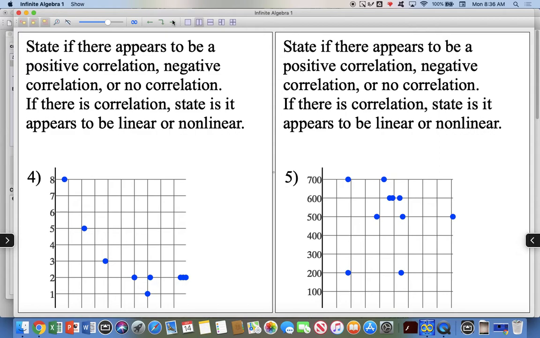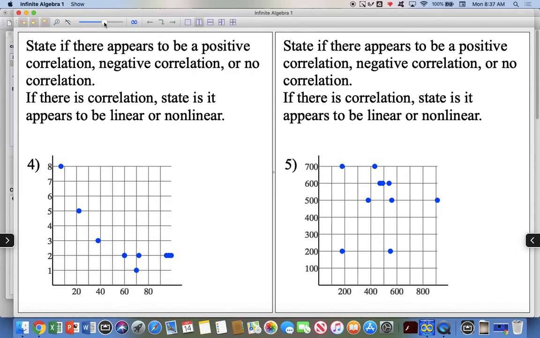So on number 4 and number 5, on both of those, you are stating if it's positive, negative, or no correlation. And I'm going to zoom out a little bit just so you can see the entire graph. If you see correlation, you're going to tell me if it's linear or not linear. Linear is a straight line. Nonlinear would be curves.